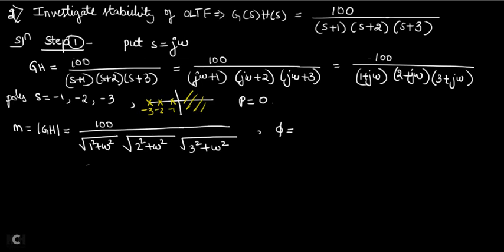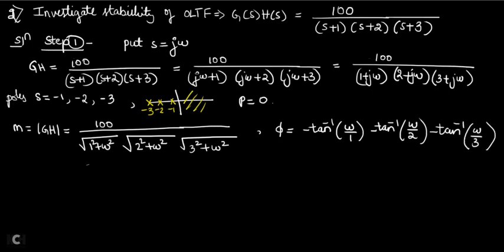Now find the phase angle. What is the phase angle of the numerator? Nothing. What is the phase angle of the first denominator term? Minus tan inverse of omega by 1. Formula is tan inverse of b divided by a. I have told this in my first video lecture of problems. Second denominator: minus tan inverse of omega by 2, and the last term is minus tan inverse of omega by 3. Okay, now magnitude and phase are calculated.